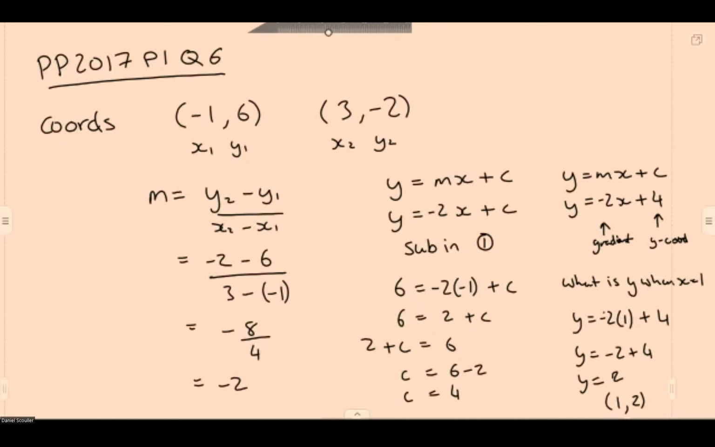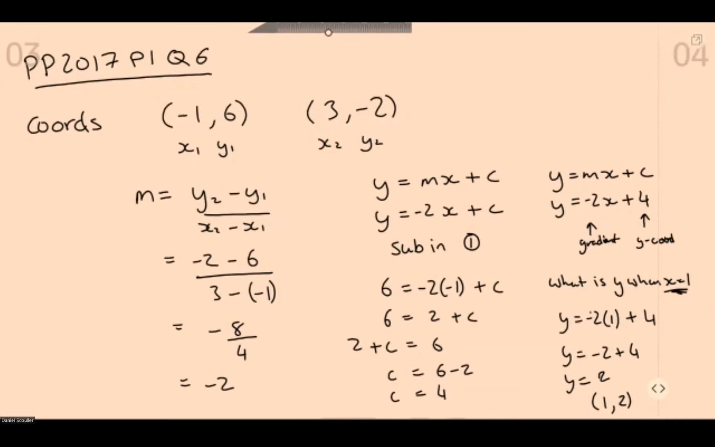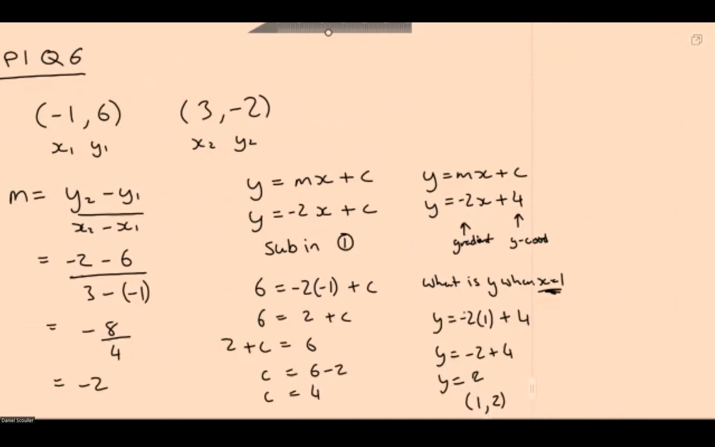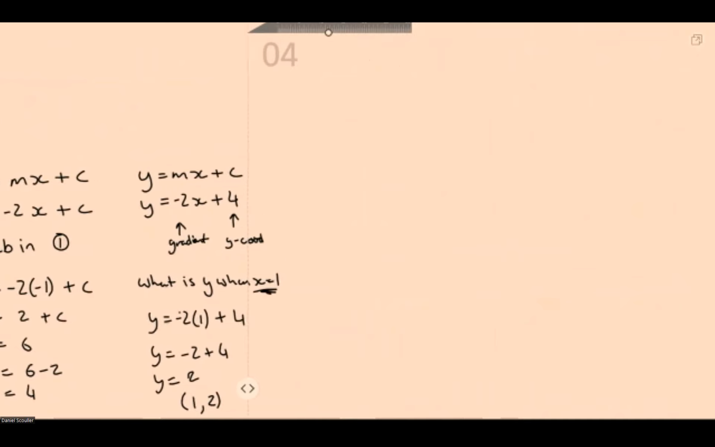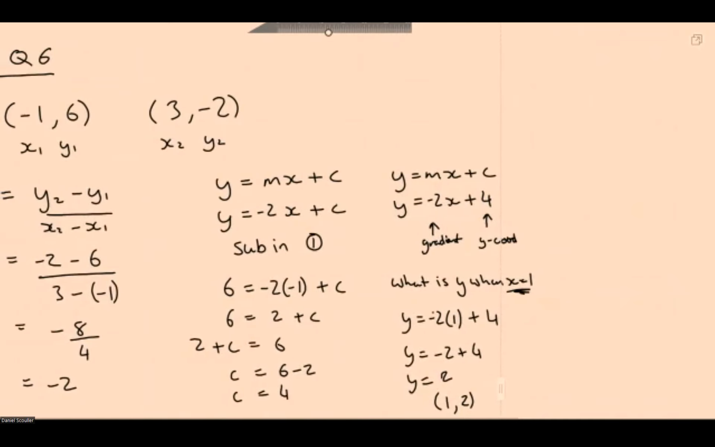Now, does that make sense in that line? Yeah. Would it be like 0, 2 or 1, 2? 1, 2, because when x is equal to 1. Oh, yeah. Sorry. When x is equal to 0, your y coordinate, your y intercept, so it'd be 0, 4. Okay, so that's the easiest way they can ask that.